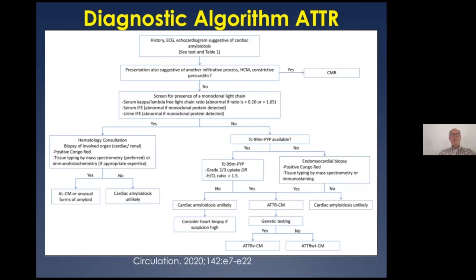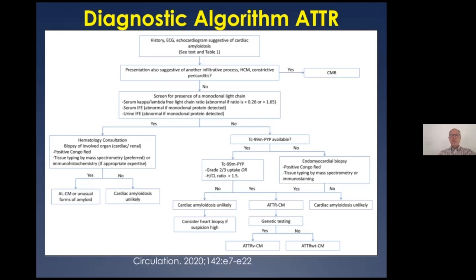If there is no evidence for any of these light chains, then we could consider technetium pyrophosphate imaging. If that is consistent with amyloid by virtue of greater uptake in the myocardium than would be seen, for instance, in the bone structures in the chest, such as the ribs, that would be consistent with the presence of cardiac amyloidosis and consistent with ATTR.